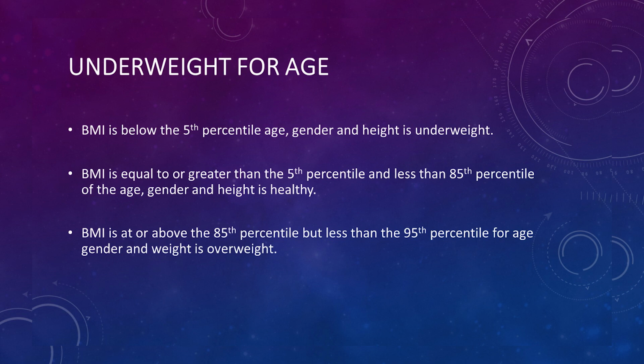When the BMI is at or above the 85th percentile but less than the 95th percentile for the age, gender and weight, it is overweight. So it is another criteria for overweight, like the body mass index.